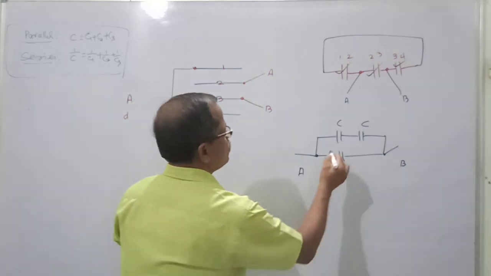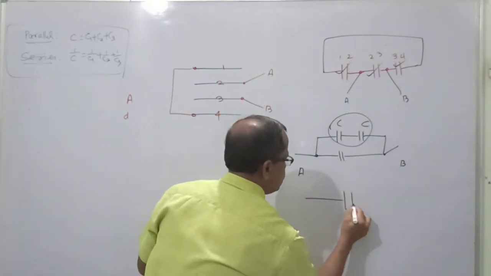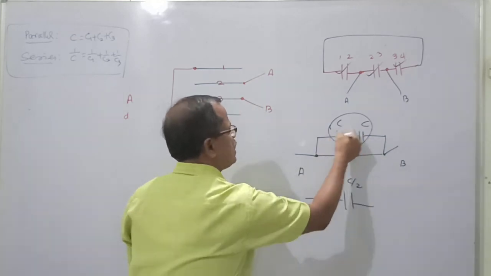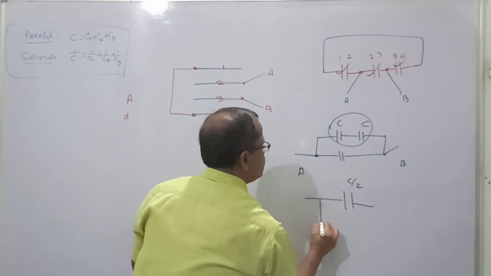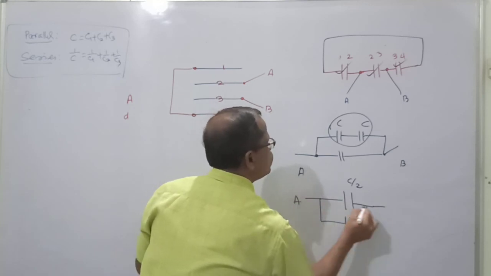Now again let us draw these two. These two will make a single capacitor equal to C by 2. In series, the capacitance decreases. Then this capacitance is in parallel to the other capacitor C. This is point A and this is point B.